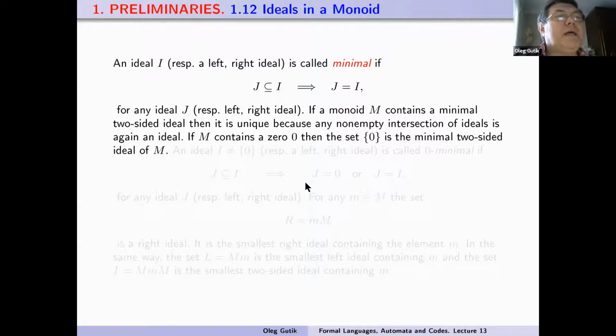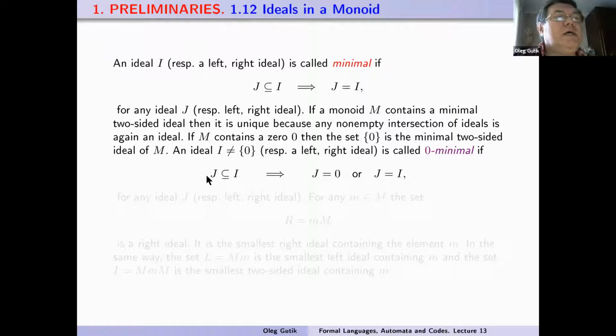If M contains a 0, then the set which consists of 0 is a minimal two-sided ideal of M. An ideal I different from 0, respectively a left or right ideal, is called 0-minimal if J is a subset of I implies that J is equal to 0 or J is equal to I for any ideal J. So it holds for any, respectively, left or right ideal.